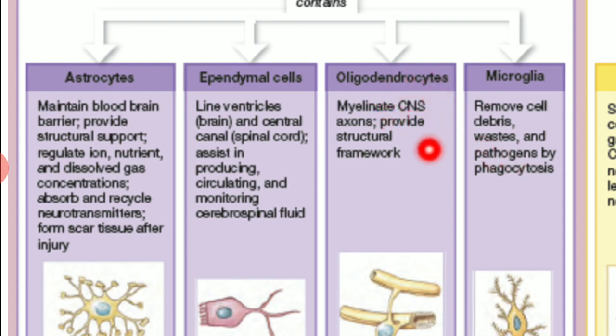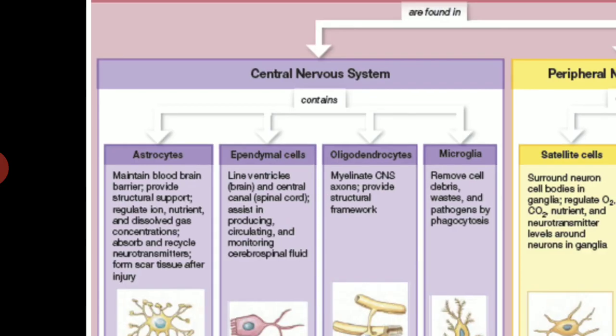Oligodendrocytes myelinate central nervous system axons and provide a structural framework. Microglia remove cell debris, waste, and pathogens by the mechanism of phagocytosis.